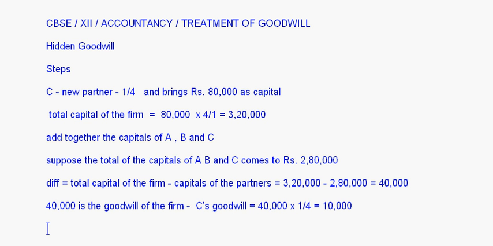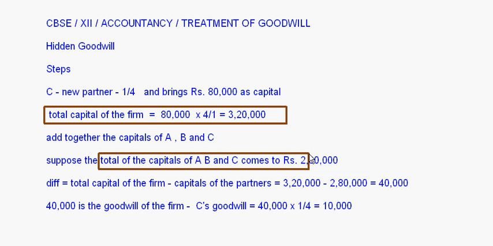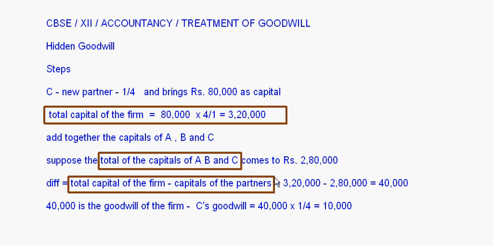So you understood the steps here. Let me just highlight the important ones. First of all, the total capital of the firm. Then you have to add up the total of the capitals of A, B and C. Then finally you take the difference, and whatever difference comes will be the total goodwill of the firm, and then you have to find out the share of the new partner.